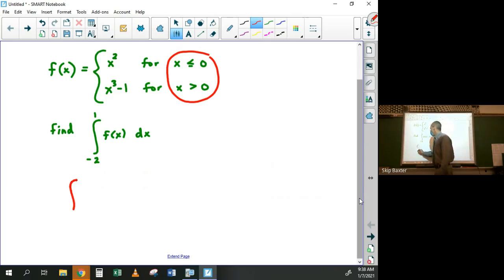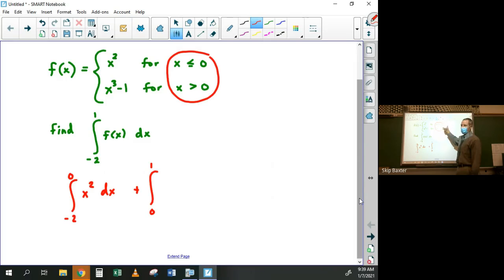You're going to integrate from -2 to 0 the part of the function that's equal to f of x on that interval. So in that case, it's going to be x squared, plus the integral from 0 to 1 of the part of the function that's equal to f of x on that interval. It would be x cubed minus 1.